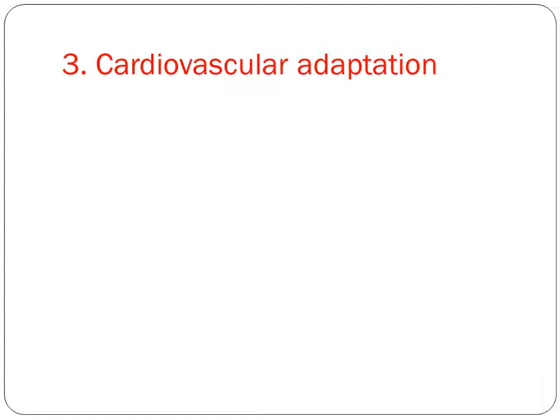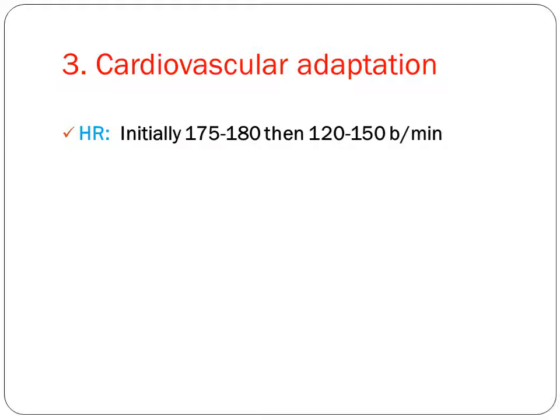Besides these changes in the cardiovascular system, we also have the heart rate. Initially, the heart rate after delivery is about 175 to 180. Then it starts to gradually decrease to 120 to 150 beats per minute. The blood pressure of the fetus is usually 74 over 47 millimeters of mercury. Then it starts to increase by 20 to become 90 over 70.